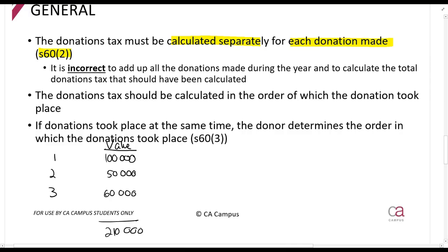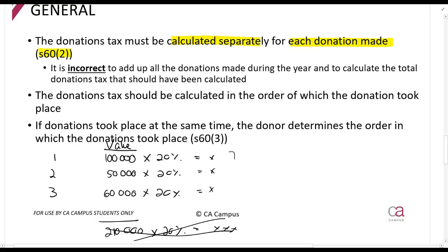So now, guys, just assume for now, just ignore any exemptions. How you must do it is you can't say 210,000 times 20%, you can't do that. You must go for each of these donations at a time and calculate it. And you'll see also in your solutions that's how it looks. The reason for this is because, first of all, if there's exemptions, you need to apply them in the order that they happen. You can't just say 210 minus 100,000. That's the first thing.